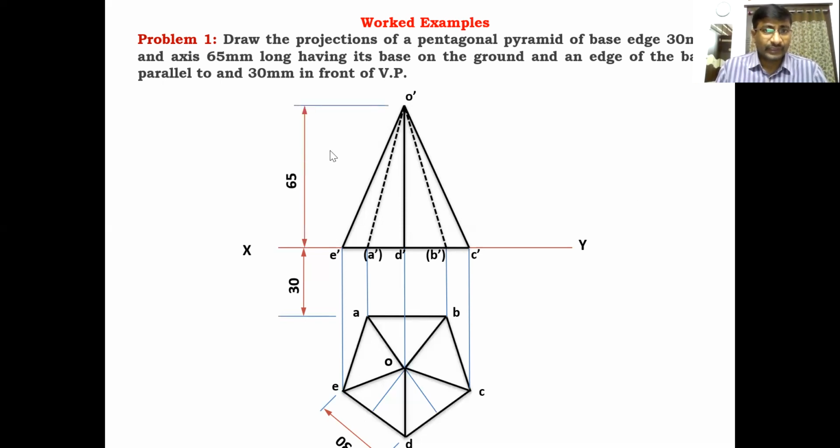Clear? The length of the axis, that is from solid height. This is a solid height is given as 65 mm long. Axis length means solid height is 65 mm long. From the x-axis, the apex point 65 mm length.